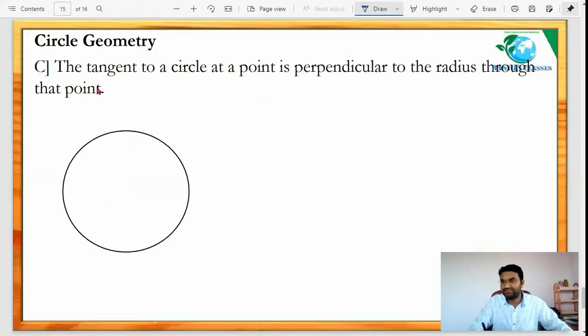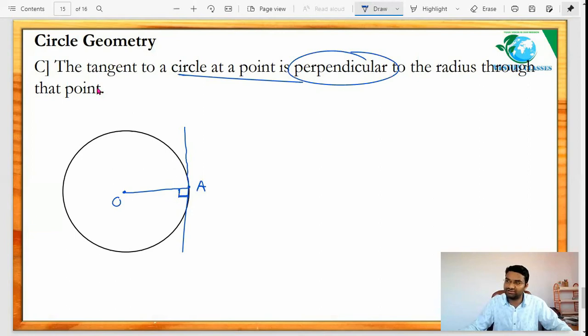Okay. Then next, the tangent to the circle at a point is perpendicular to the radius through the point. So for the tangent, if this is the center again O, and you take this point as A, and you draw an exactly perpendicular line, and join OA, you will get a perpendicular 90 degree angle here. So the tangent to the circle at a point is perpendicular to the radius through that point, means this is exactly perpendicular. Got it? These are just conceptual points.